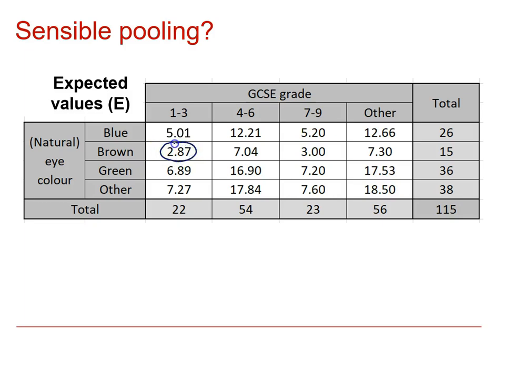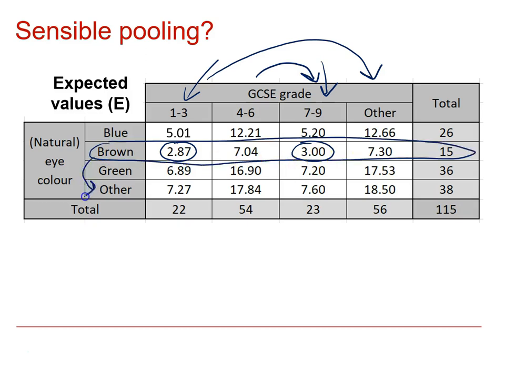Well, here the values that need attention are these two that I've highlighted. You may be tempted to combine these two columns, the 1 to 3 and the 7 to 9. But that's not sensible because we want to distinguish between high grades and low grades. So if we did want to pool GCSE grades, the most sensible way would be possibly to pool 4 and 6 with 7 and 9 and 1 to 3 with other. However, a more efficient way of doing it would be to pool the brown eye colour with the other eye colour.